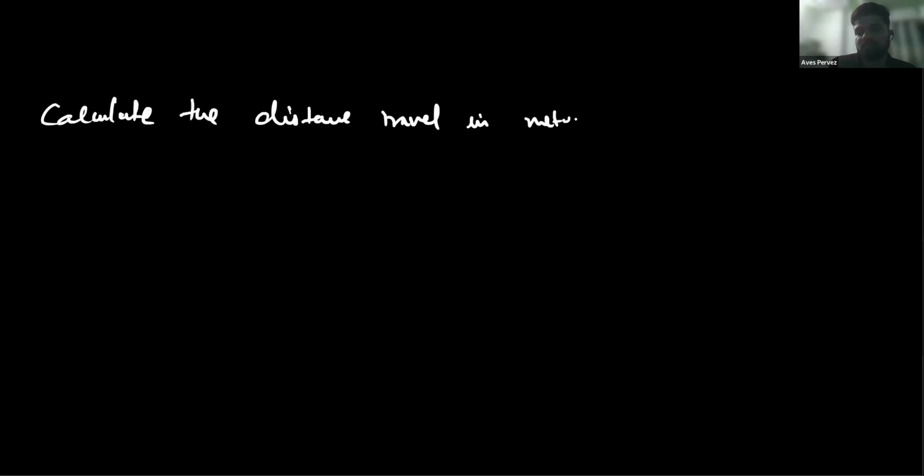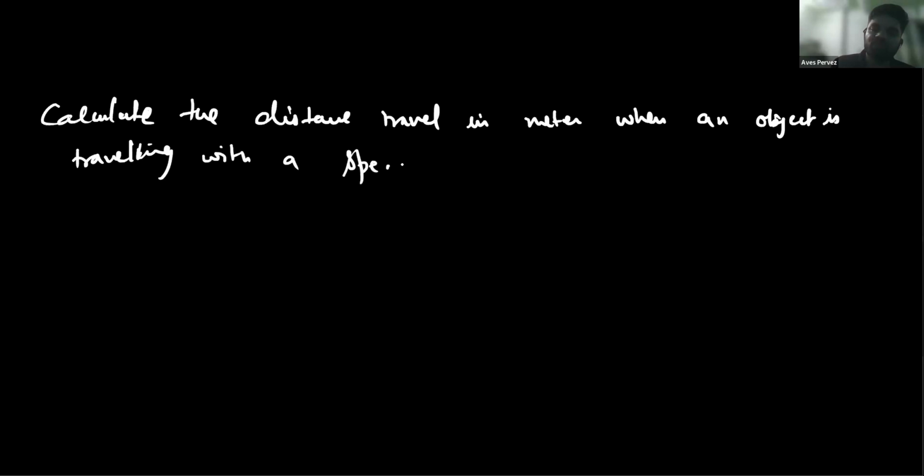Now calculate the distance traveled in meters when an object is traveling with a speed of 60 kilometer per hour for 5 hours.